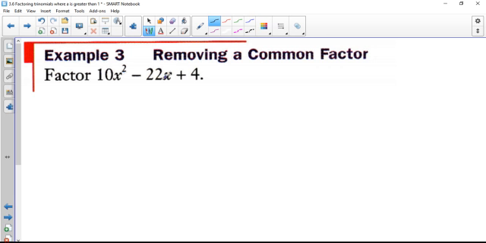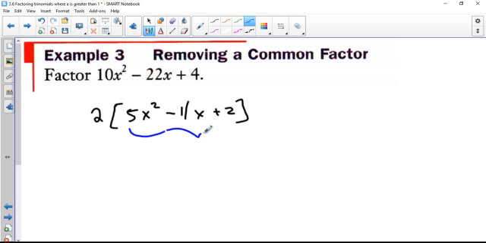So what's common to each one of these? Well, our last number is a 4, so the biggest thing we could take out is a 4. Can we take 4 out of the 10? No, we can't. Well, we can, but then we're left with fractions. We know that's not possible. So the next thing to look at would be 2. Can we factor 2 from each of these? Yes, we can, because they're all even numbers. So if we factor a 2 out, we're left with 5x squared minus 11x plus 2.